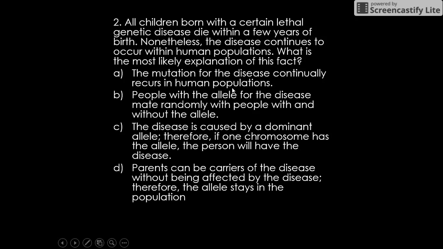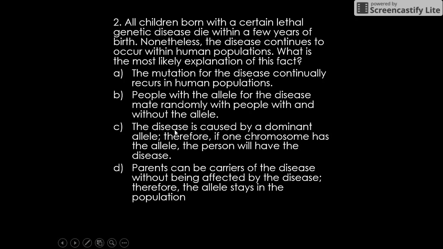So A, the mutation for the disease continually recurs in human populations. Okay, we already know that, but this doesn't explain why. B, people with the allele for the disease mate randomly with people without the allele. So people who have the disease are not mating. We already learned that they're dying within a few years of birth. So they're not going to have babies. That's weird. C, the disease is caused by a dominant gene.